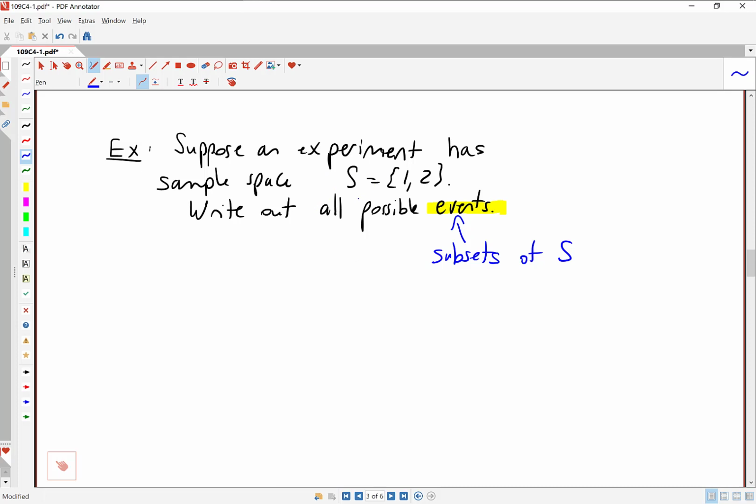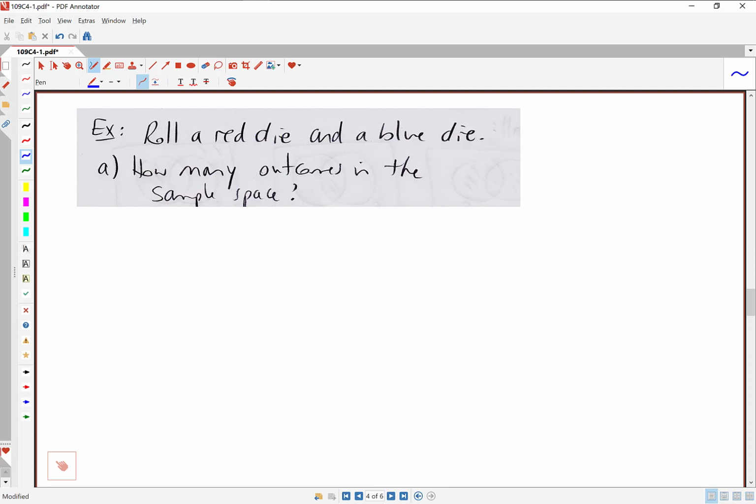So if we list all the possible subsets of S, one option is you get the entire set S. A couple other options would be we could choose just the element 1, or we could choose just the element 2. And then a fourth option would be if you just choose none of the outcomes in S, you would have the empty set. So 4 possible events. This set would represent, okay, both things happen. This set would represent, okay, the first thing happens, this one represents the second thing happens, and then this one represents nothing happens.